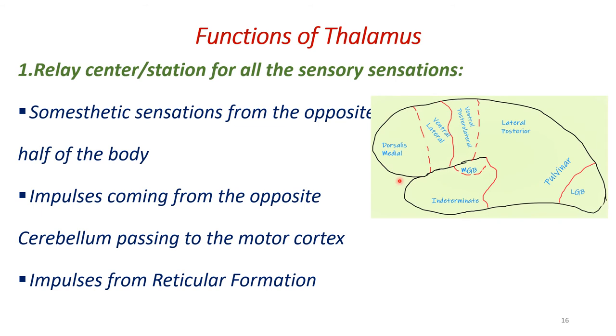Then it also receives impulses from the reticular formation. This is the reason that impulses coming from the reticular formation come as the non-specific thalamocortical projections, and then, as I told you earlier, they keep the cerebral cortex in a partially awake state, because the cerebral neurons are kept in a facilitated and excitatory state, and these impulses reach via the reticular system.